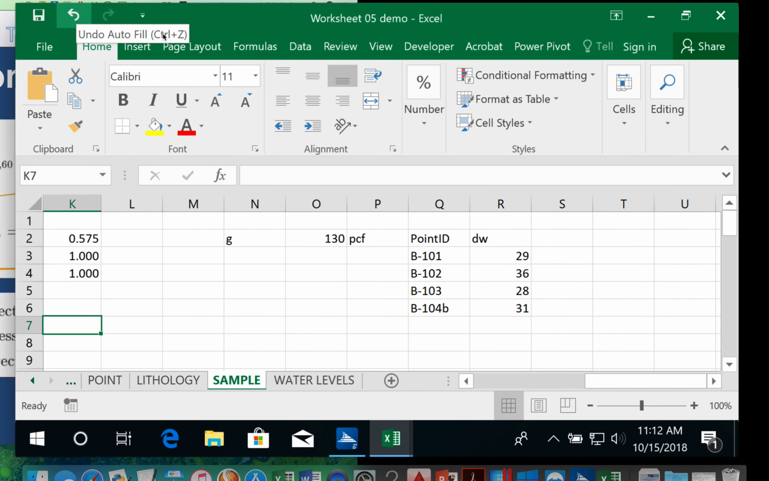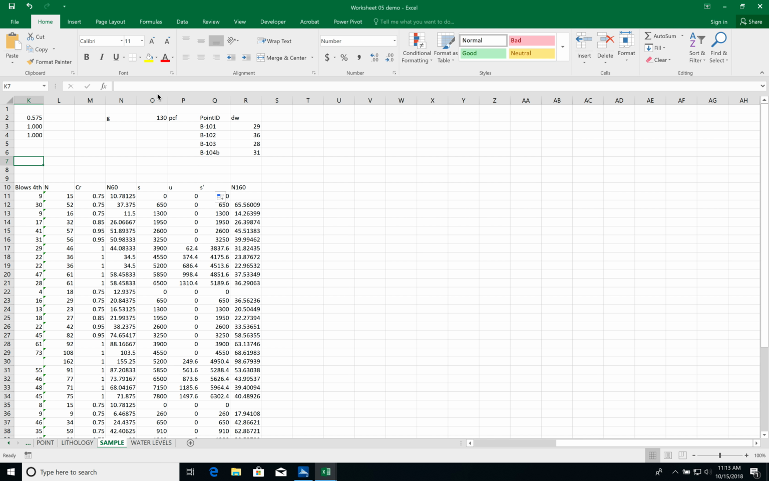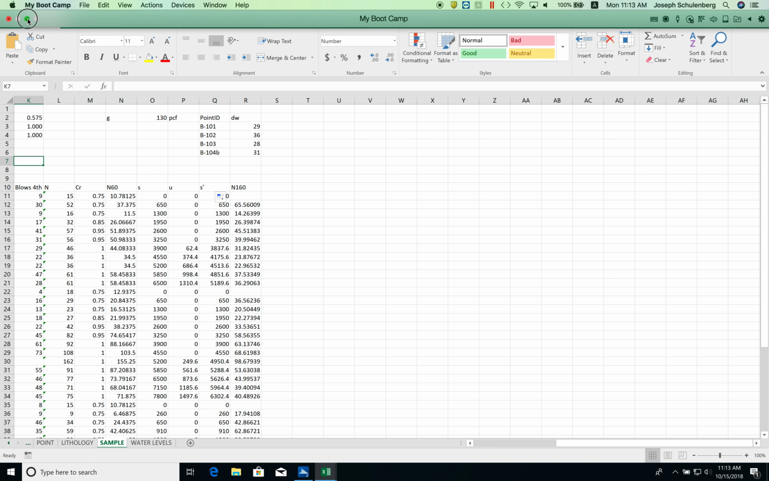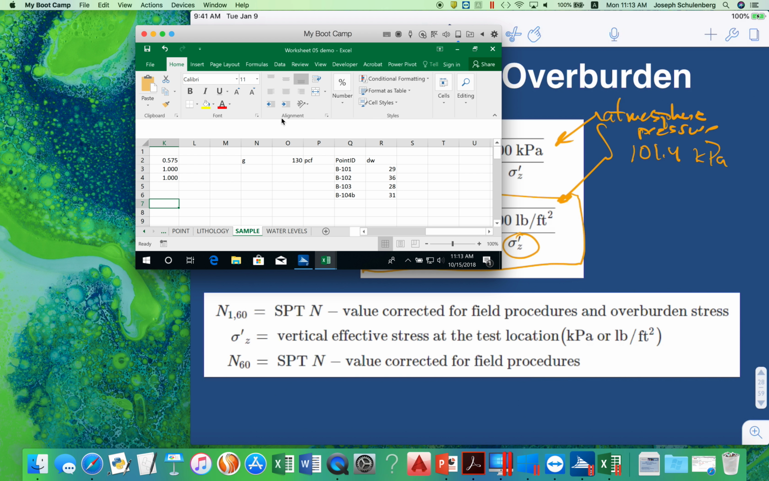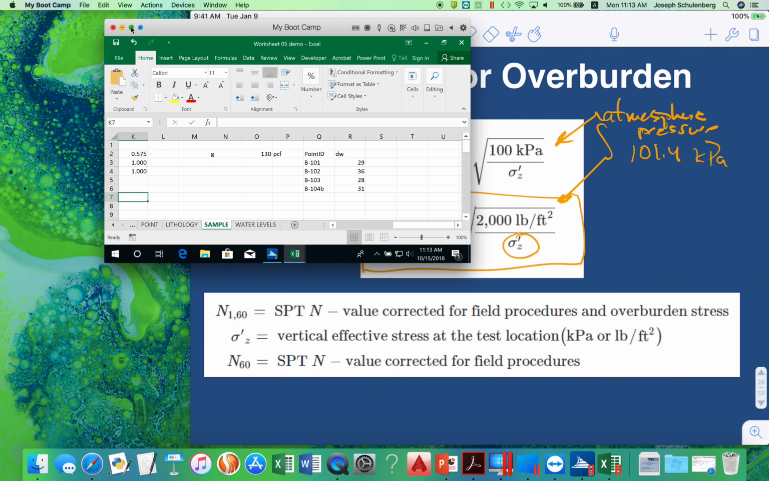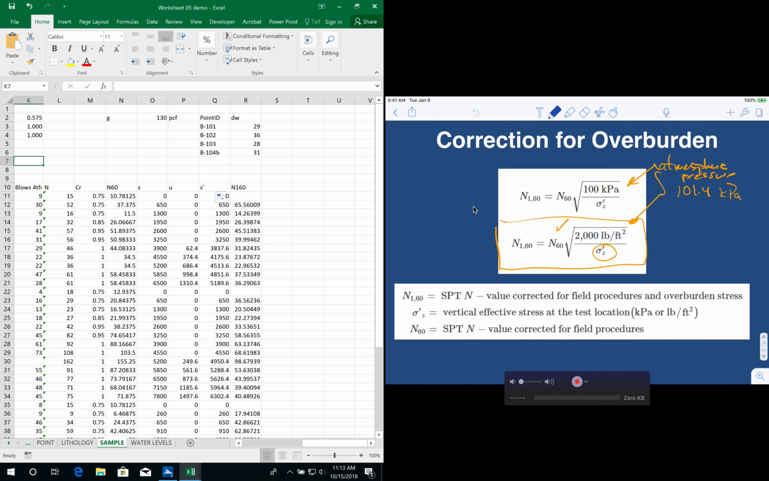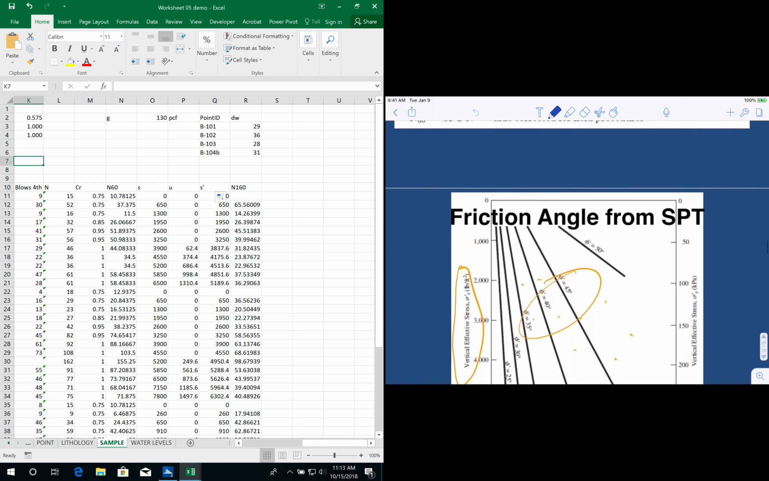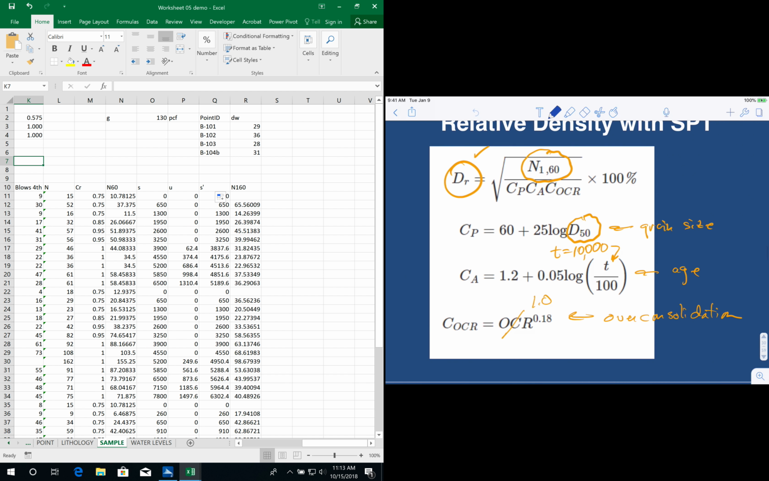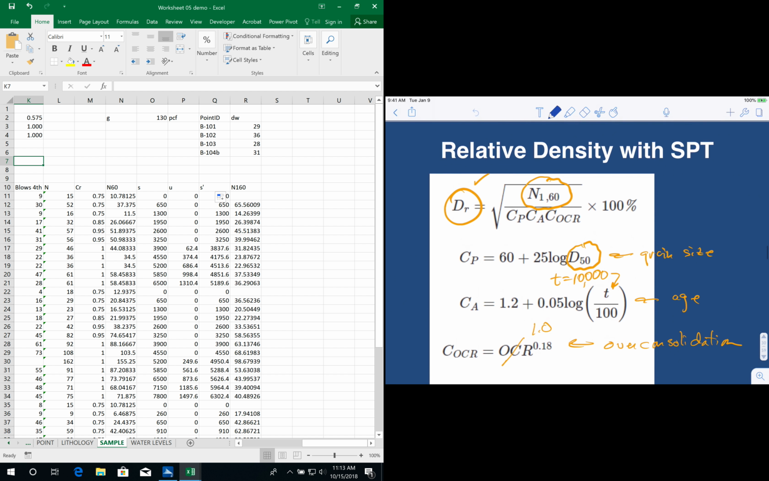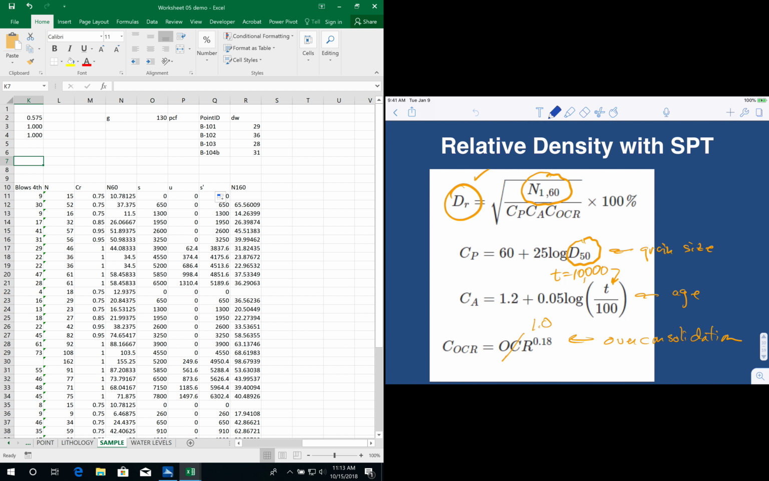Okay, so now we've got our N160. And what we're going to do is calculate the relative density based on that. So the equation for the relative density is this guy over here. And so we need the N160, and then we need these correction factors.